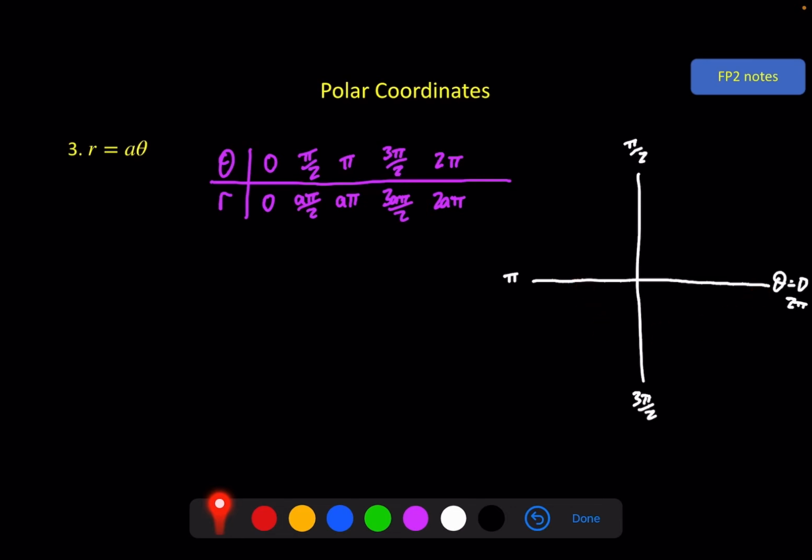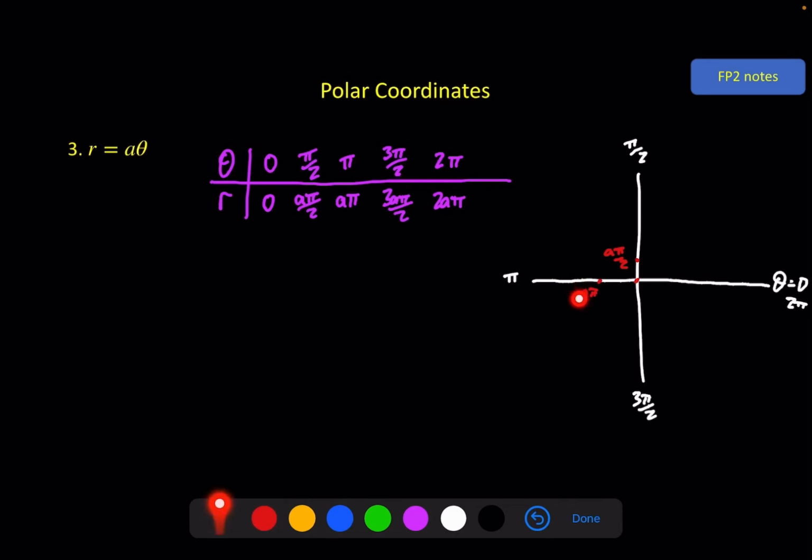Here we've got something interesting happening. At theta equals 0, initially we've got no radius. We're at the 0 point. But when theta is pi by 2, the radius has increased to a times pi by 2. So of course this depends on a, but we can just write a pi by 2. And as we come around, so that was from this line, theta equals 0, to this line coming around here, as the angle increases to pi, the radius has increased to a pi. So whatever a is, it's now about here.